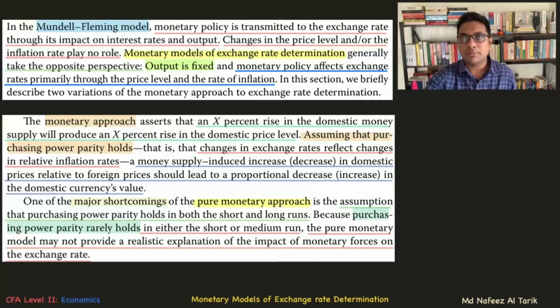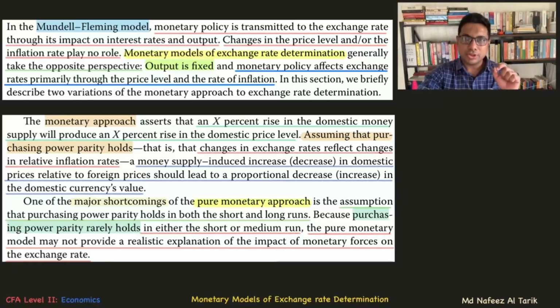In the Mundell-Fleming model, monetary policy is transmitted to the exchange rate through its impact on interest rates and output. But the Mundell-Fleming model assumes changes in price level and/or inflation rate play no role. So according to the Mundell-Fleming model, changes in the price level or inflation have no role, but the monetary models of exchange rate determination take the opposite perspective.